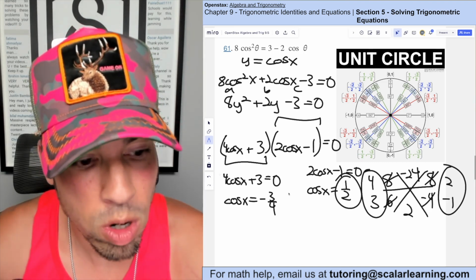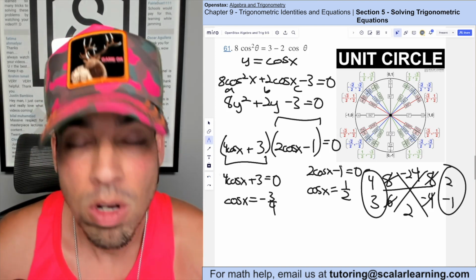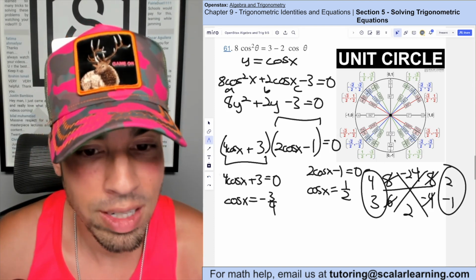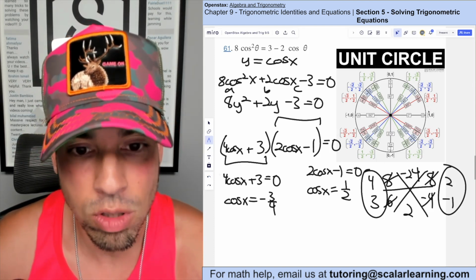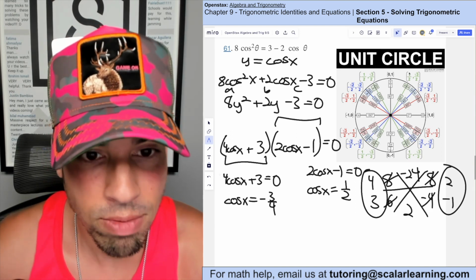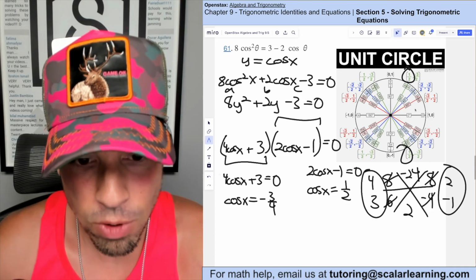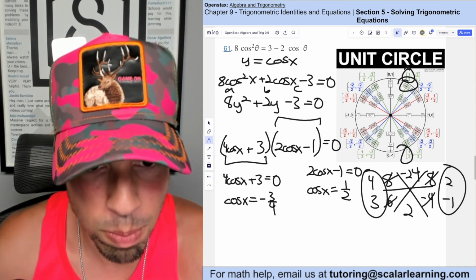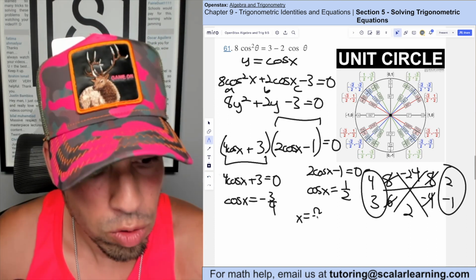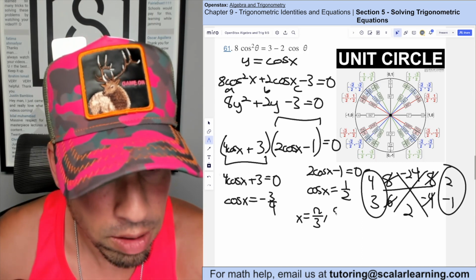So the good news about 1/2 is that it's on the unit circle. So what we're trying to find on the unit circle is x coordinates, x values for the coordinates that equal 1/2. And I see it occurring here and here. So positive 1/2 in the first and fourth quadrant. And that corresponds with pi thirds and 5 pi thirds. So those are two solutions, pi thirds and 5 pi thirds.